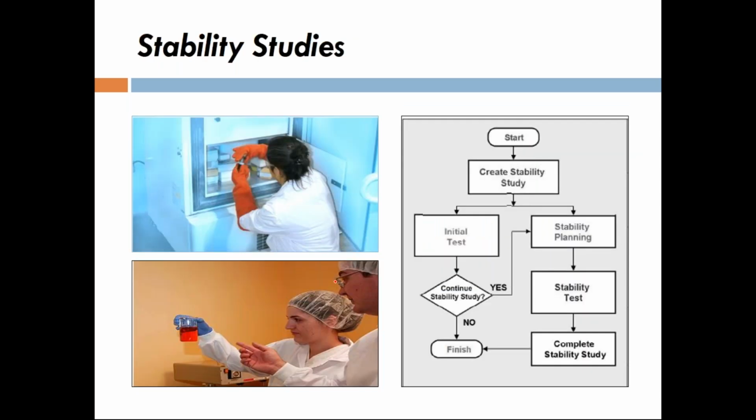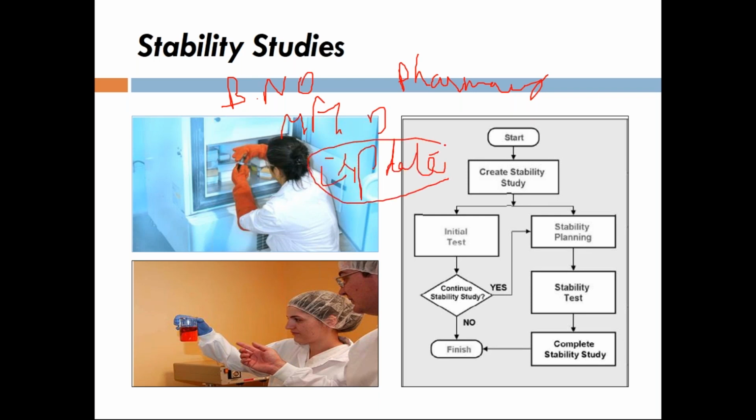Okay, after the quality notification, we will go to stability studies. Stability studies means expiry studies. Suppose you go to any pharmacy or a medical shop. When you purchase medicines or drugs, what do you see? You will see the batch number, then the manufacturing date, and then you will see the expiry date. Correct? How is this expiry date calculated? This expiry date is calculated using the stability studies.